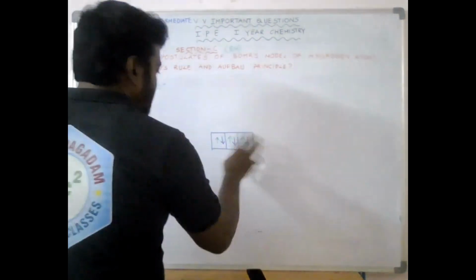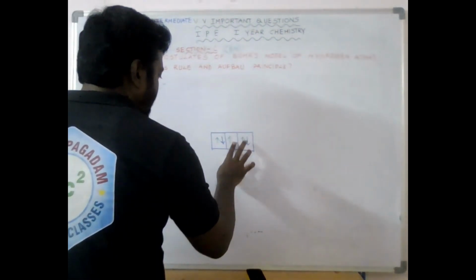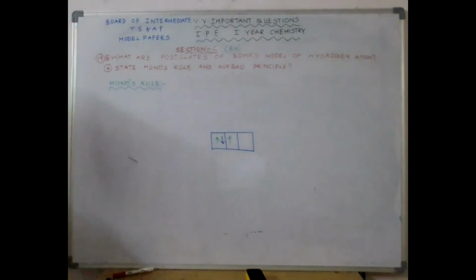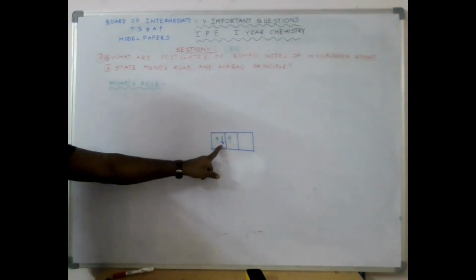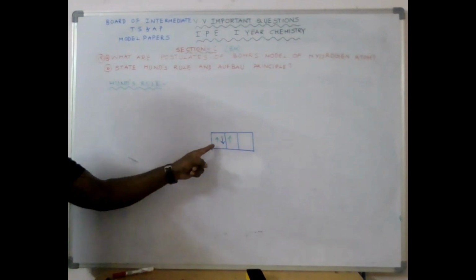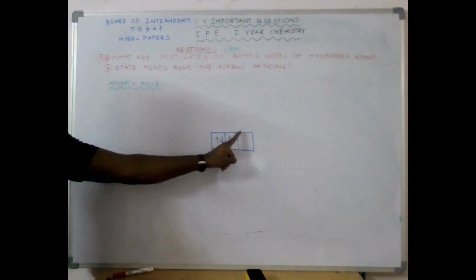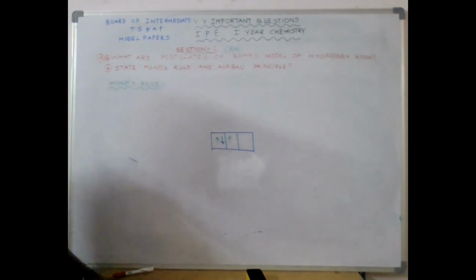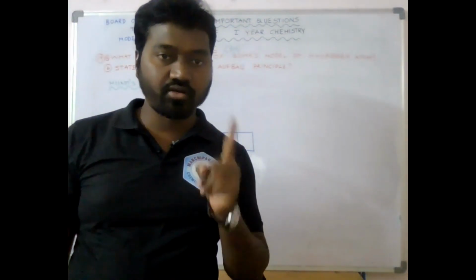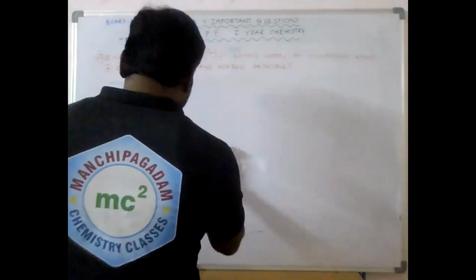For example, you have written like this. This is wrong. Means what? This is violating Hund's rule. First of all, each orbital should fill with one electron. Then only pairing takes place. But here what? It does not fill with at least one electron, but pairing takes place. It is violating Hund's rule. Hund's rule following means what? First, each orbital filled with at least one electron. Okay, then only pairing takes place. So that is called Hund's rule.